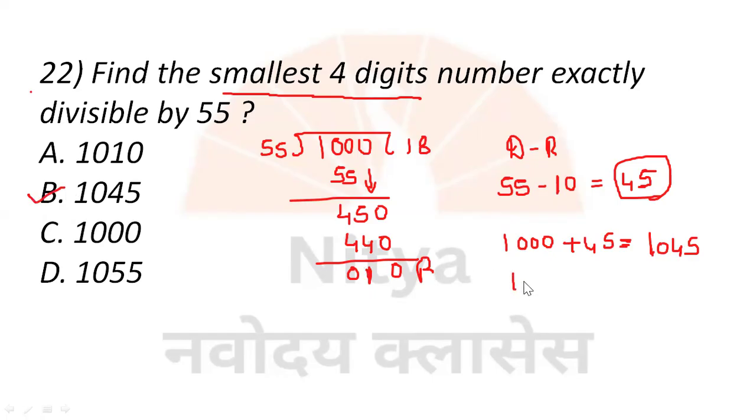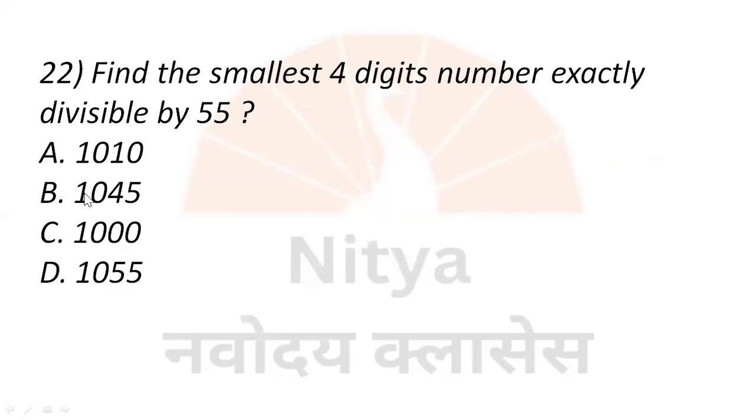Why do we not subtract? See here, when we subtract, you get 955. So 955 is not a 4-digit number. This is a 3-digit number: 1, 2, 3. So we have to add this. Divisor minus remainder gives 45, so 45 you have to add to the dividend, the 4-digit number. So you get the 4-digit number 1045. So option number B is the answer. Next one.